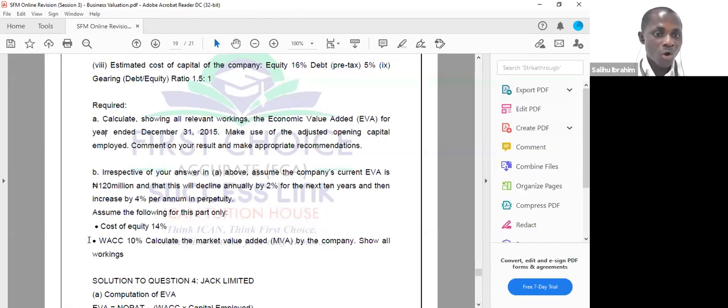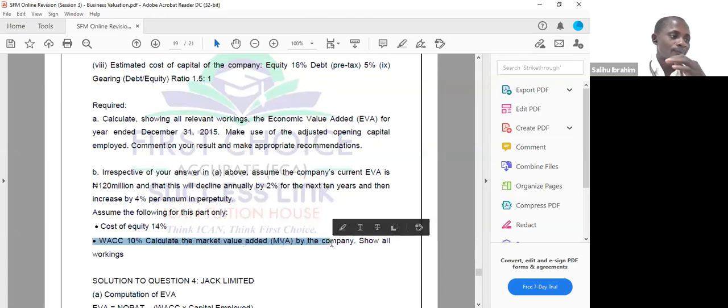Assume the following for this part. Cost of equity. I don't need cost of equity. When you are discounting EVA, what you need is the weighted average cost of capital. So compute the market value added.